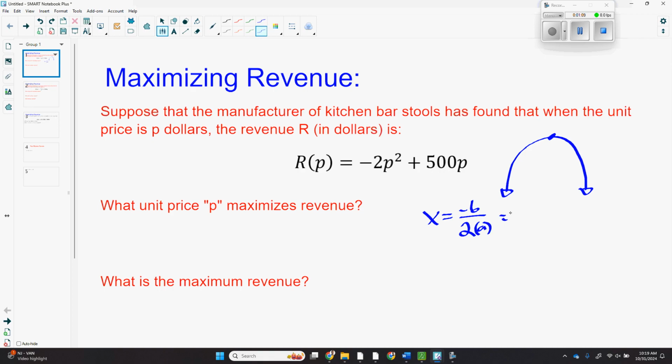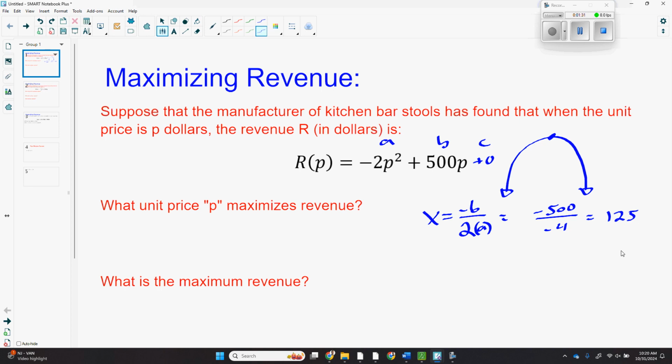All right, so in our problem, this is our a, our b, and then we're missing c here, so we could say plus 0. If I plug all those numbers in, this is going to give me negative 500 over my 2a, 2 times negative 2, which is negative 4. And that comes out to be 125.